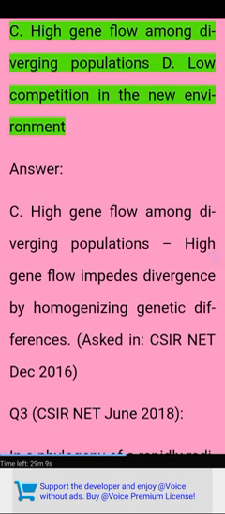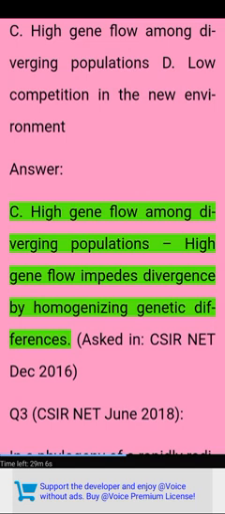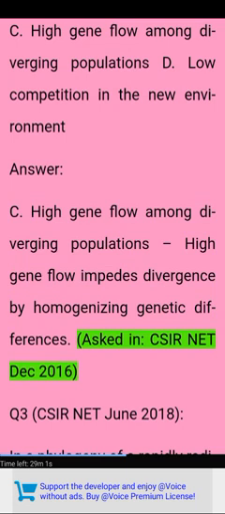C: high gene flow among diverging populations. D: low competition in the new environment. Answer: C, high gene flow among diverging populations. High gene flow impedes divergence by homogenizing genetic differences. Asked in CSIR-NET December 2016.